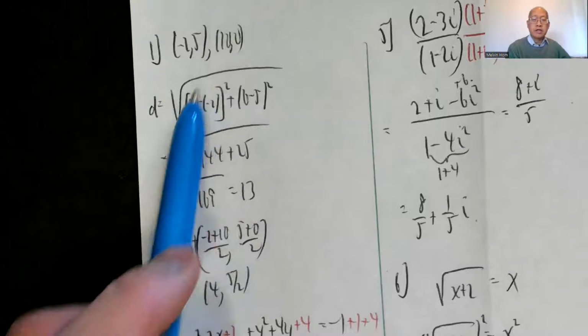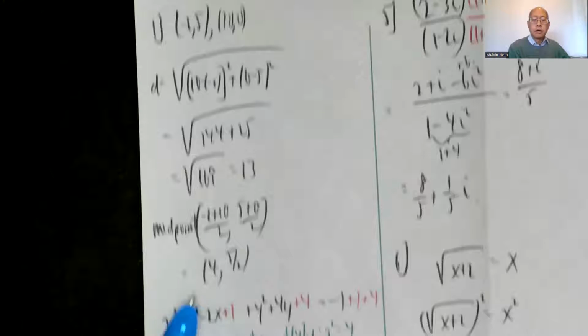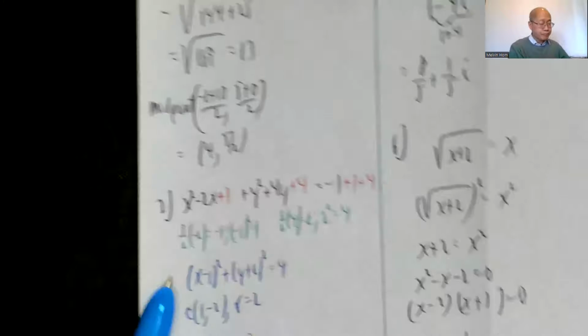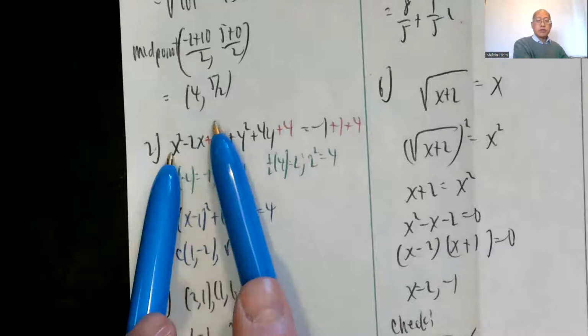Midpoint, just average the x's: -2 plus 10 over 2. Average the y's: 5 plus 0 over 2. So 4, 5 halves. Number 2, we have to complete the square, x squared plus 2x.